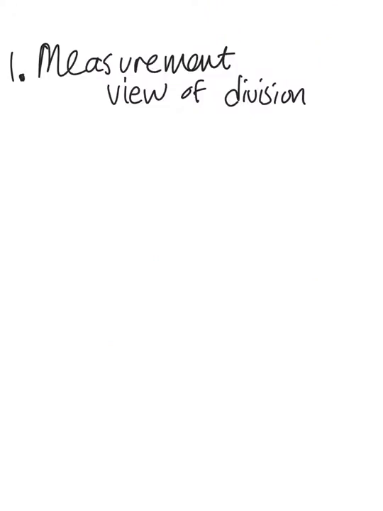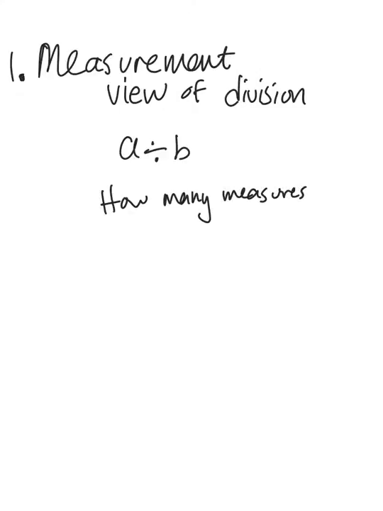The first view of division that we'll talk about is the measurement view of division. And it has this idea, if I have A divided by B, it's thinking about how many measures or counts of B are in A. So let me give some numbers here to help this make more sense.